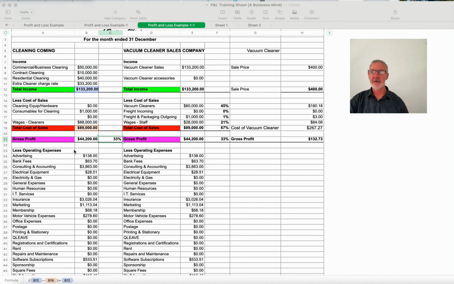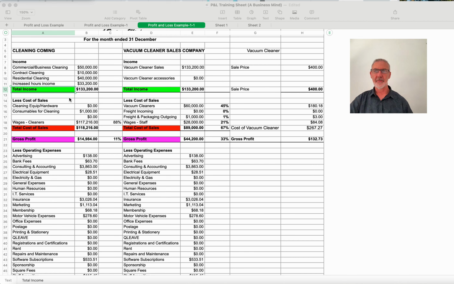So you can see we have increased the cleaning charge out rate. I've got up here extra cleaner charge rate. So that's the difference. We've increased their charge out rate, 33,200, just to use this as an example in this scenario. And so that brings it to the 33% gross profit. And you can see the wages remain the same there, 88,000. It's the same gross profit, 44,200.